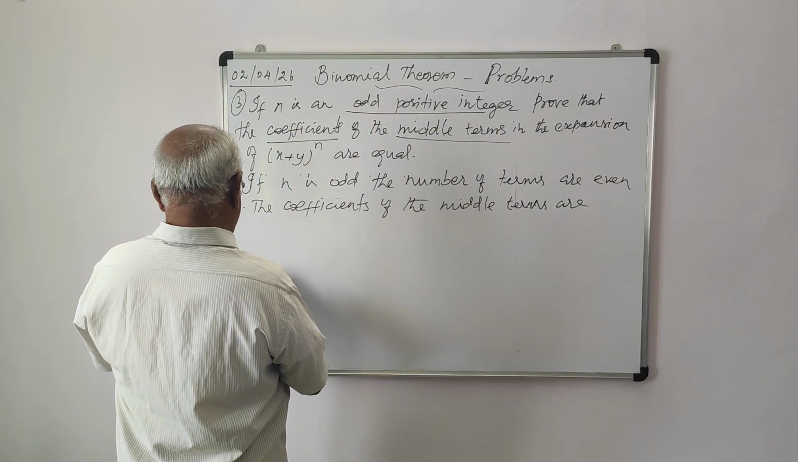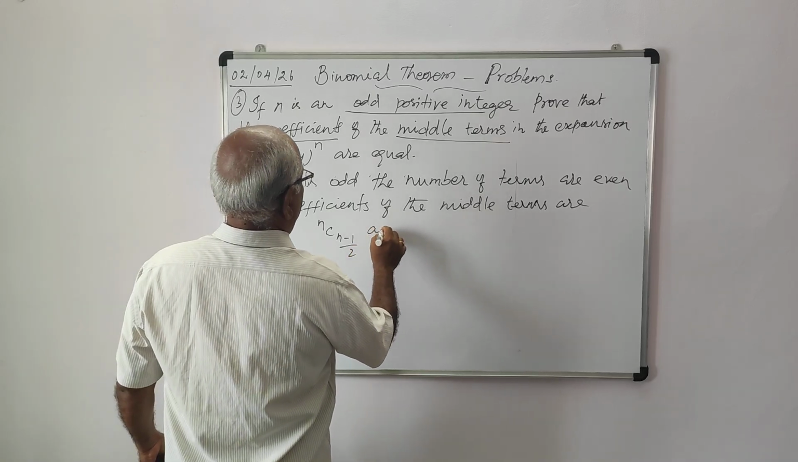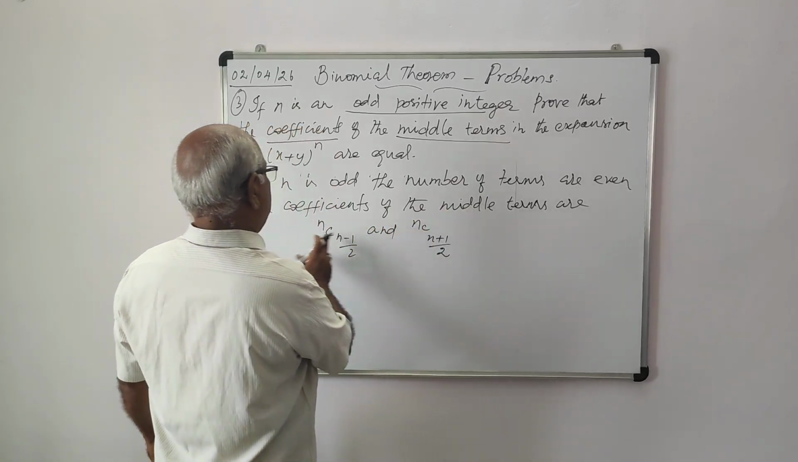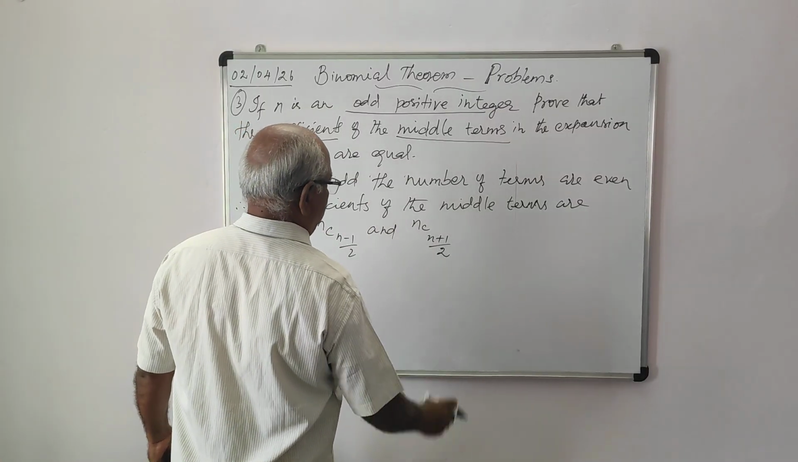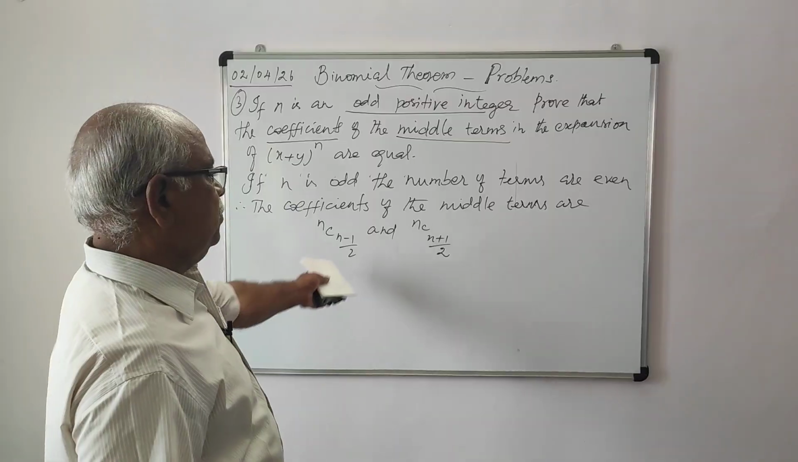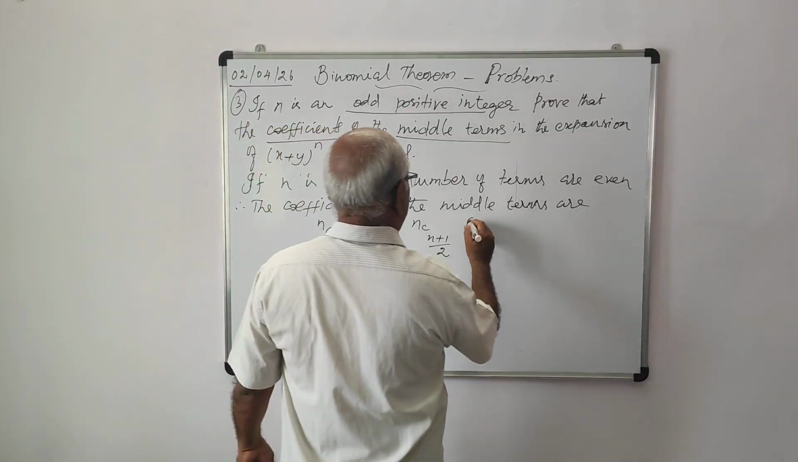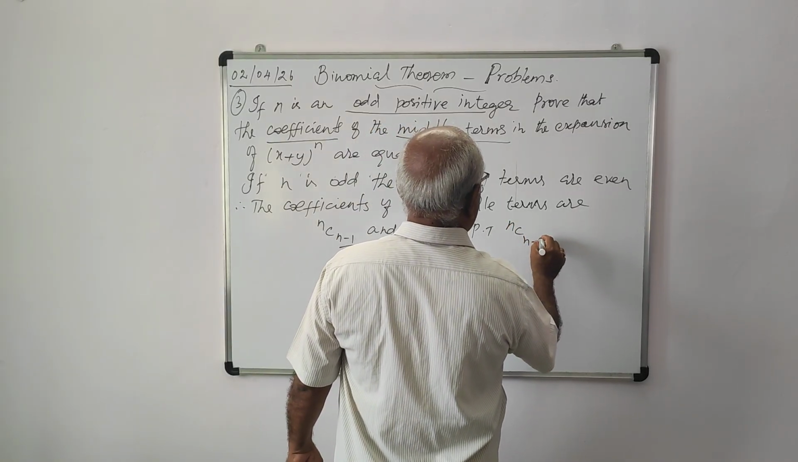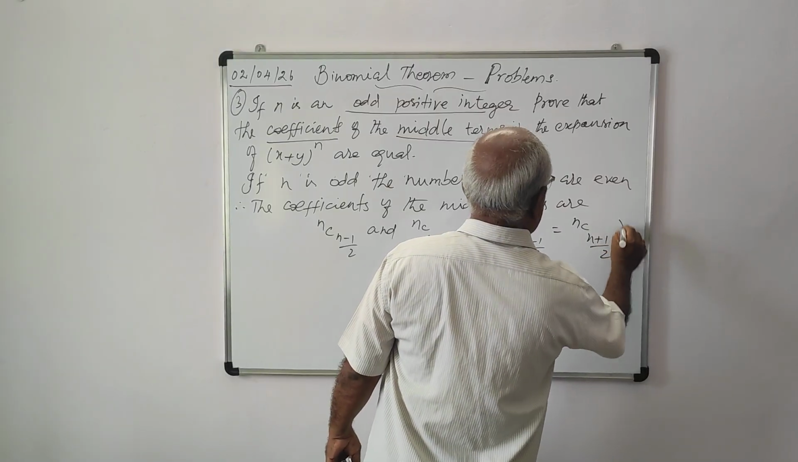Coefficients of the middle terms are nC(n minus 1)/2 and nC(n plus 1)/2. These are the coefficients of middle terms. We have to show that these two are equal. We have to prove that nC(n minus 1)/2 equal to nC(n plus 1)/2. இதான் நம்ம ப்ரூவ் பண்ணணும்.